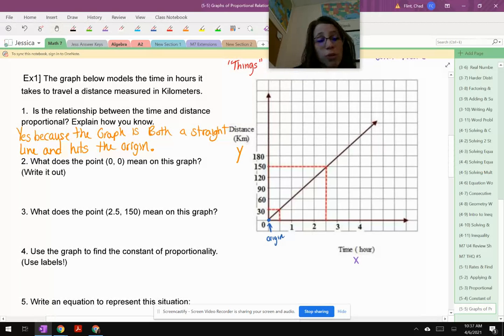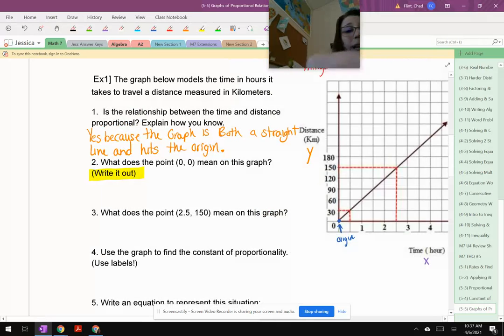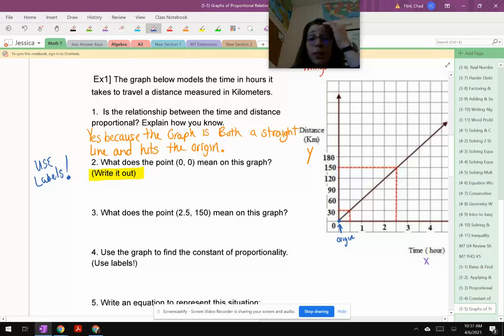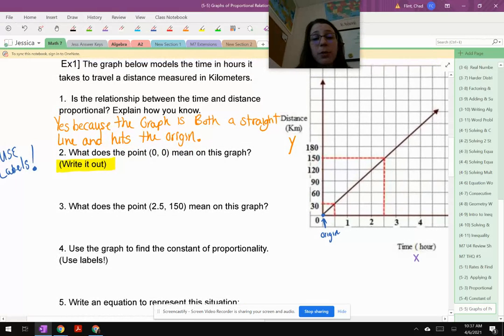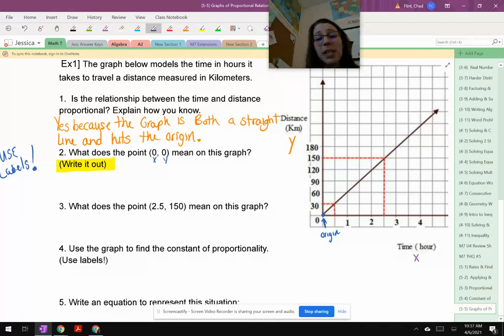Then, part 2, question 2, moving on. What does the point 0, 0 mean on this graph? So when they're asking you that, they're asking you to write it out, aka use labels. It is essential to make sure that whatever you're doing, you're writing your labels on them. So what does this point 0, 0 mean? Well, the first 0 is an x, the second 0 is a y value. So I'm just putting the labels onto these.